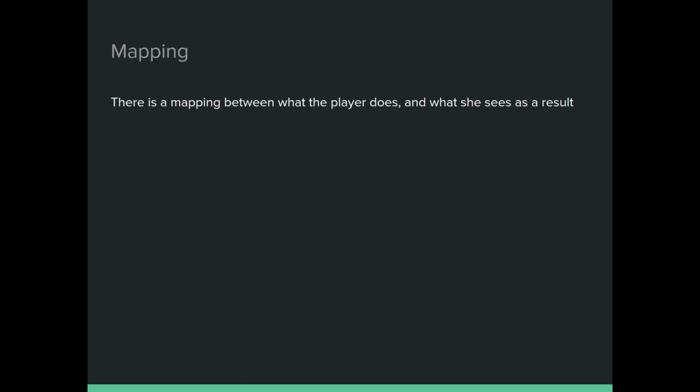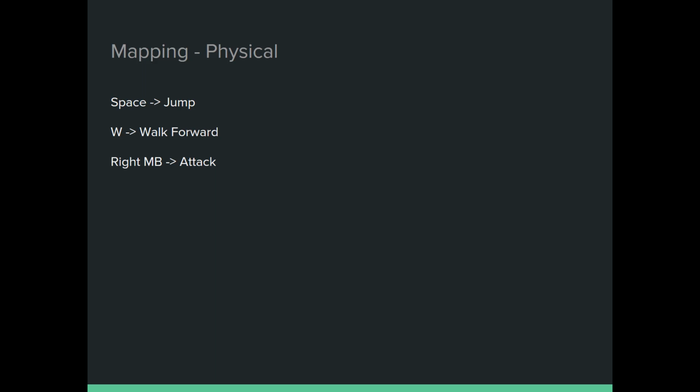There's a mapping between what the player does and what she sees as a result of that. Every action the player can take is mapped to a reaction that they get as the feedback. The physical mapping is between the physical things that they interact with. The space key is mapped to the character jumping, W is mapped to walking forward, and the right mouse button might be mapped to attack. This is just an example of what a physical mapping might look like.